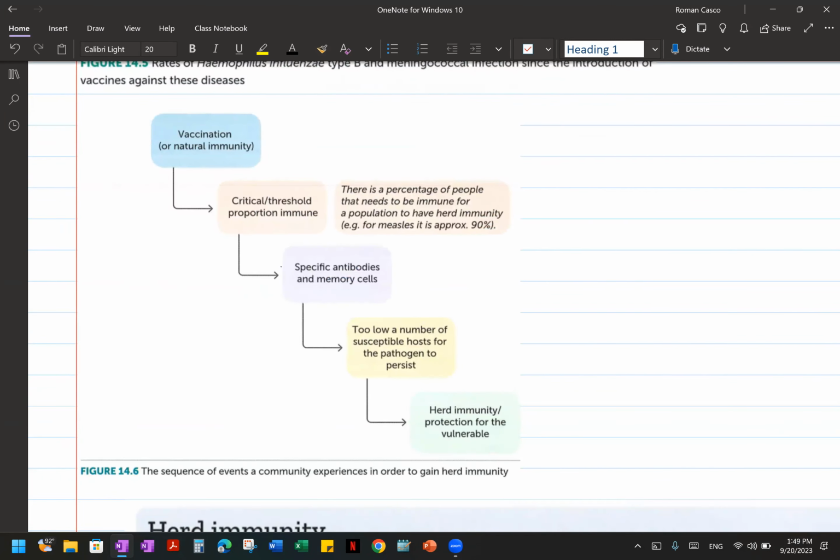And figure 14.6 is just a summary diagram for you to understand what I've been talking about for the past 20 minutes. All right, so I won't go over that.